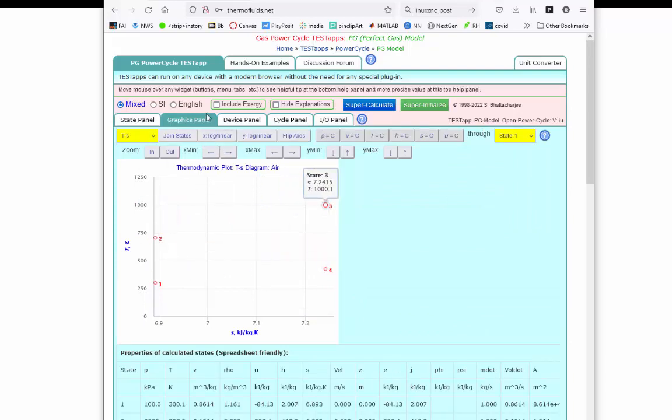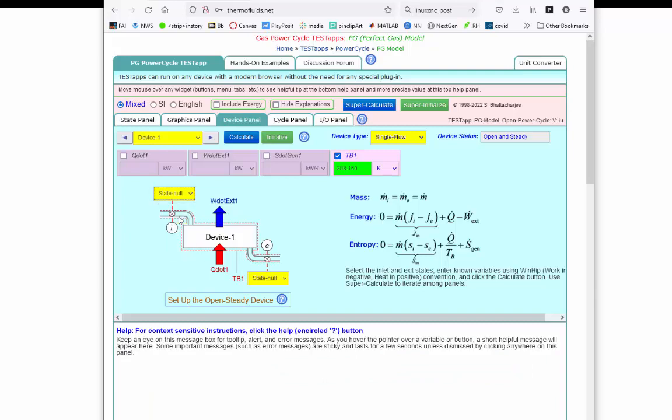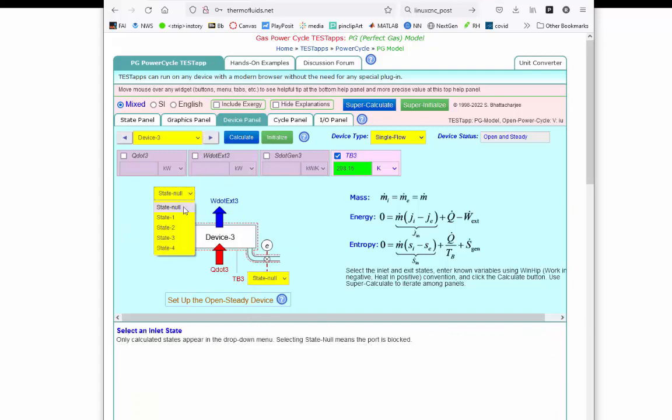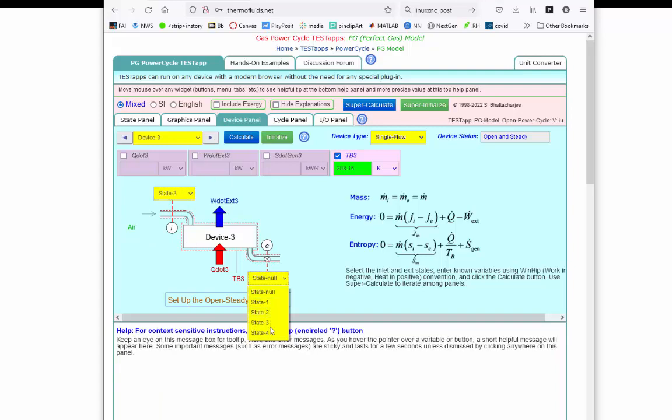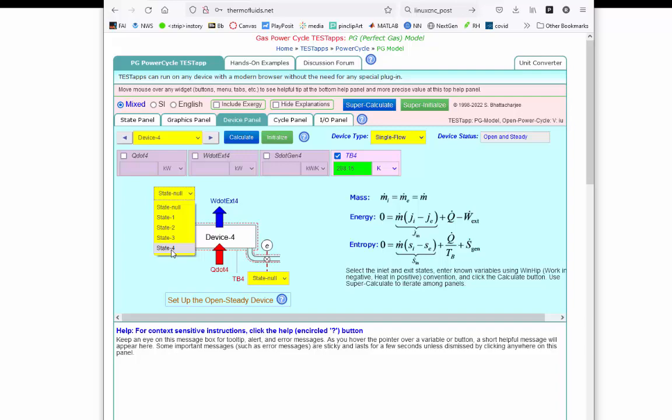So now we need to connect it. We'll go to the device panel, and our first device is just, we're going to connect 1 to 2, and then 2 to 3, 3 to 4, etc. So I'll start with 1, connect that to 2, and then the next device will go 2 connecting to 3, and then 3 going to 4, and then our final device is state 4 returning to state 1.